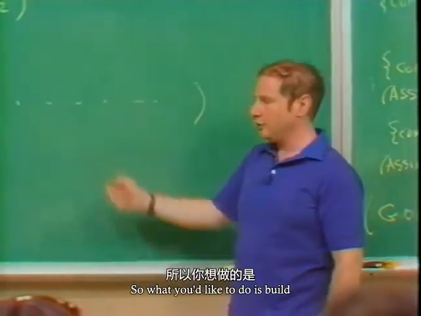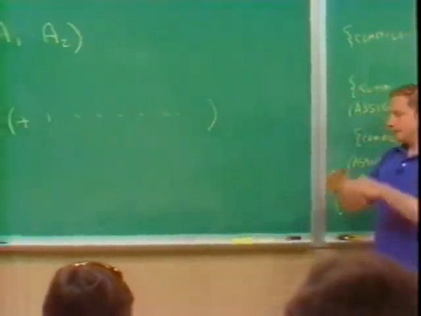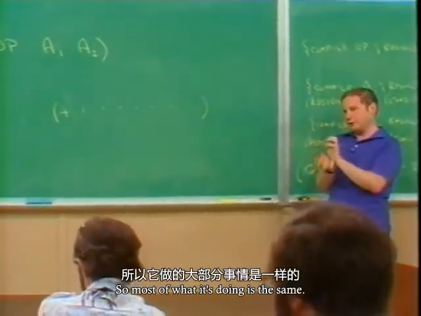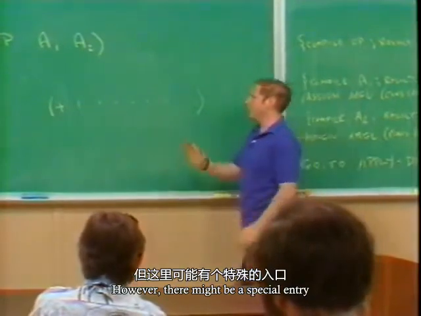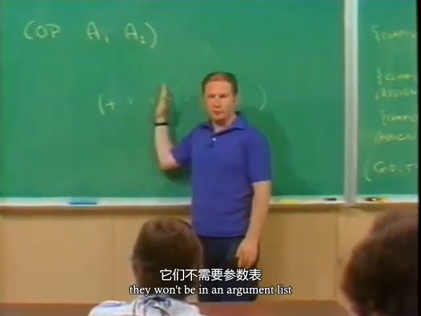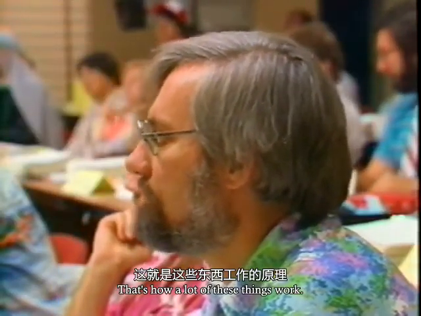So what you'd like to do is build the code for plus with a bunch of entries. Most of what it's doing is the same. However, there might be a special entry that you'd go to if you knew there were only two arguments. And those you'd put in registers, they won't be in an argument list, and you won't have to cons. And that's how a lot of these things work.